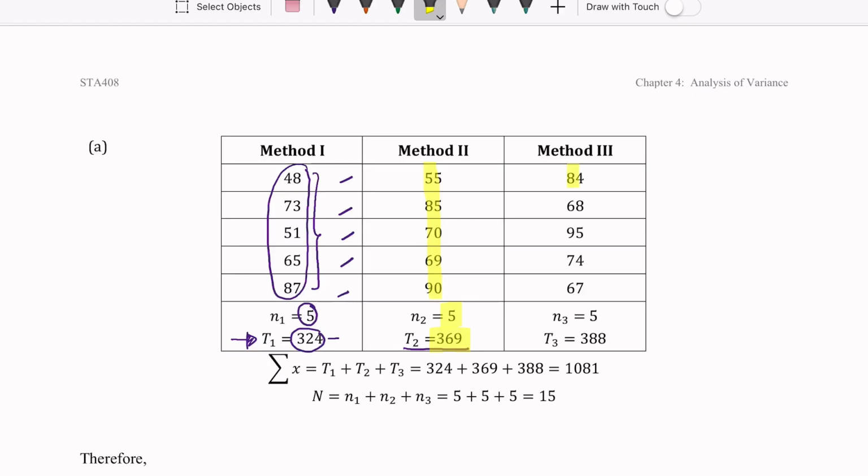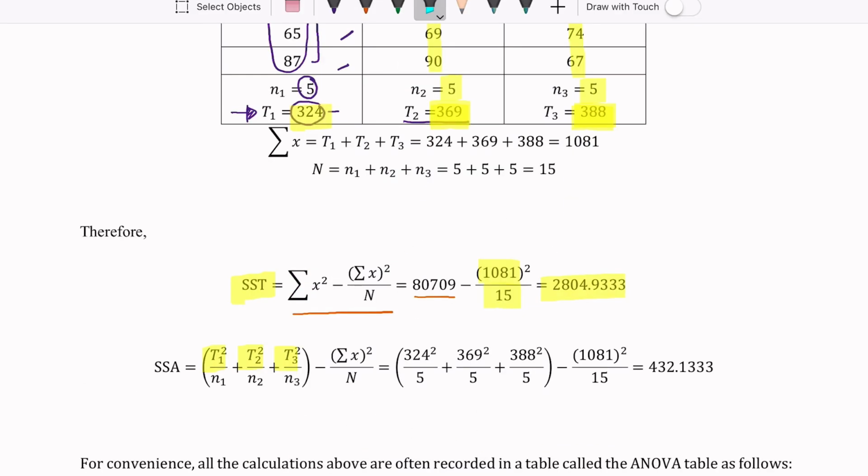And last one, 84 plus 68 plus 95 plus 74 plus 67. We add the scores of group 3, we will get the value of 388. And the sample size is 5. So T1 is 324, T2 is 369, and T3 is 388. We replace the values into the formula. We have 324 square divided by 5, 369 square divided by 5, and 388 square divided by 5.